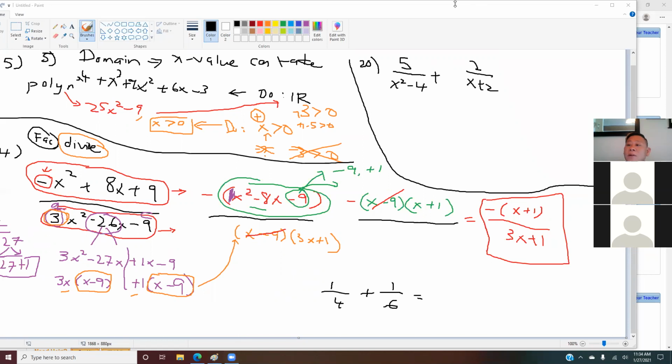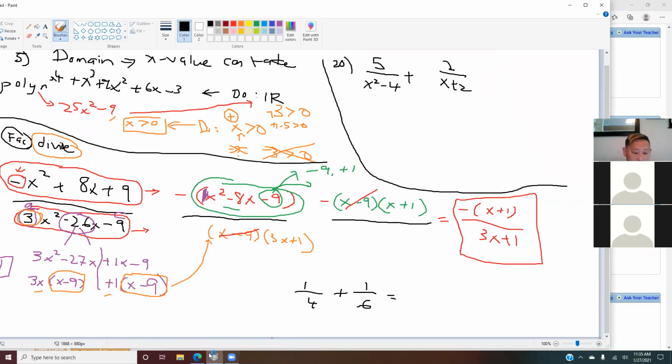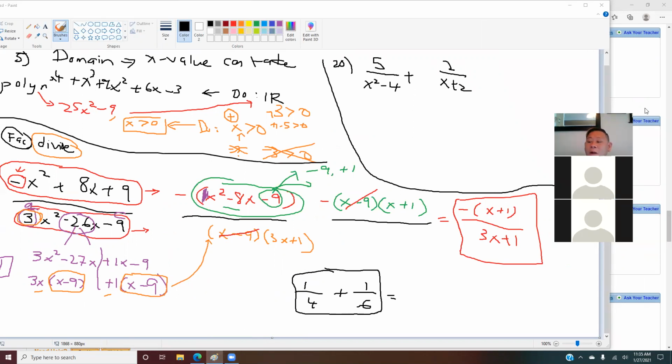What do you guys have to do first when you add fractions? Do you guys know how to do this? This is the easiest one here. Anyone know how to add fractions here? Common denominators? Yes, you have to find the common denominator.